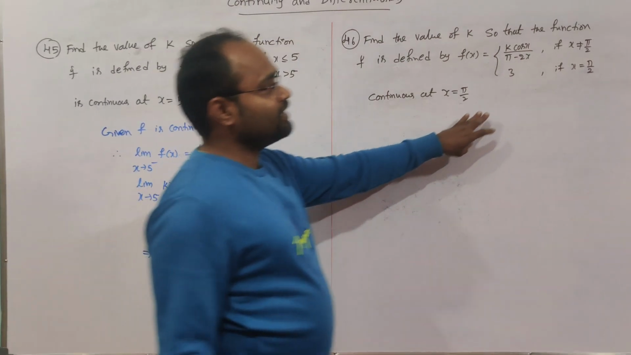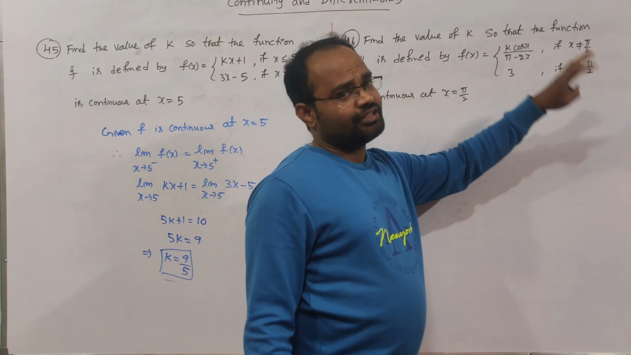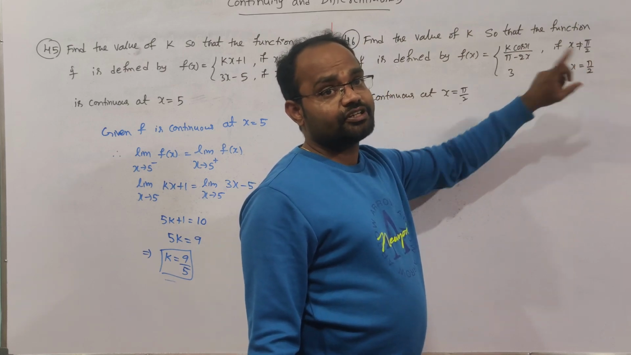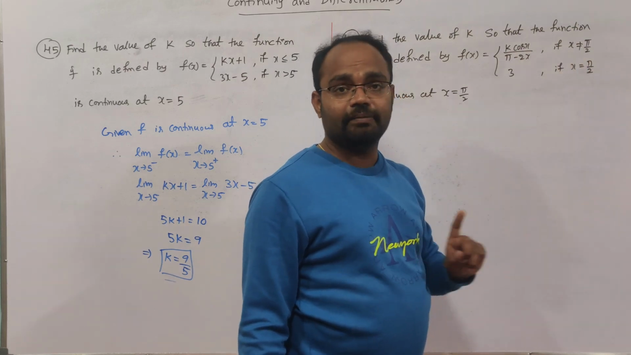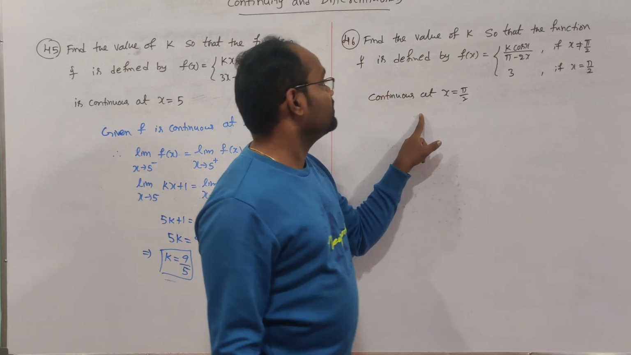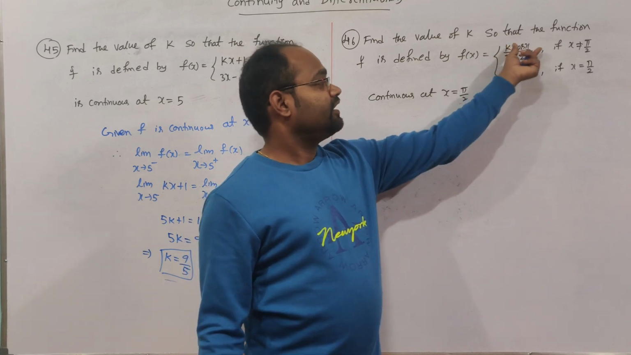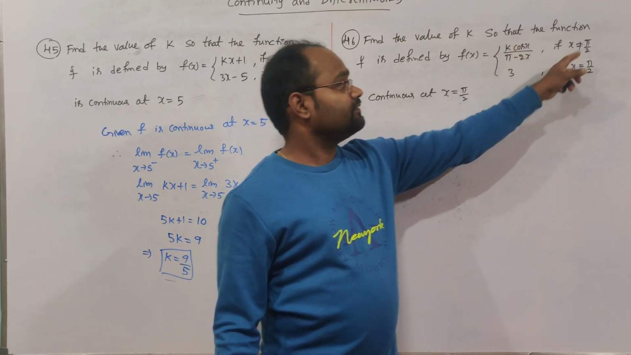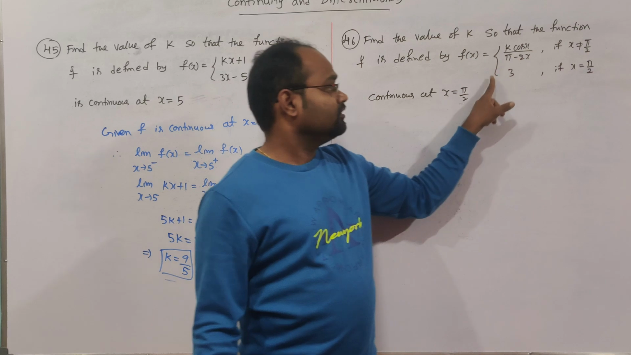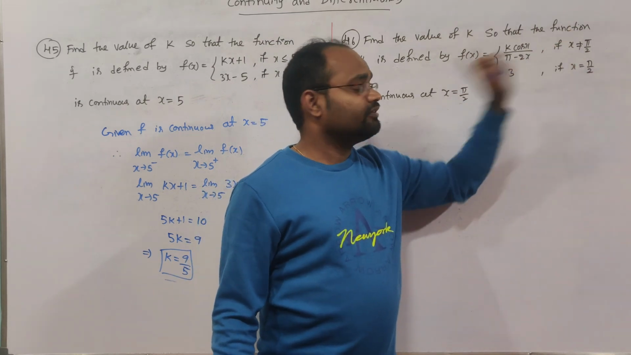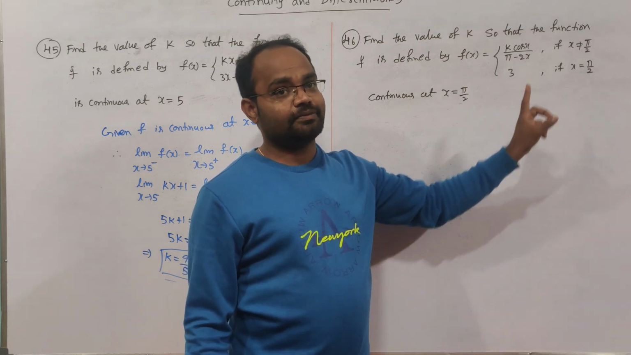If it is not given as inequality separation, as I told, they apply ಮಾಡಬೇಕು. So ಈ case observe ಮಾಡಿ. Find the value of k so that the function f defined by k cos x by pi minus 2x if x not equal to pi by 2, 3 if x is equal to pi by 2. If not equals ಕೊಟ್ಟಿದ್ದಾರೆ separation, inequality separation ಅಲ್ಲ.